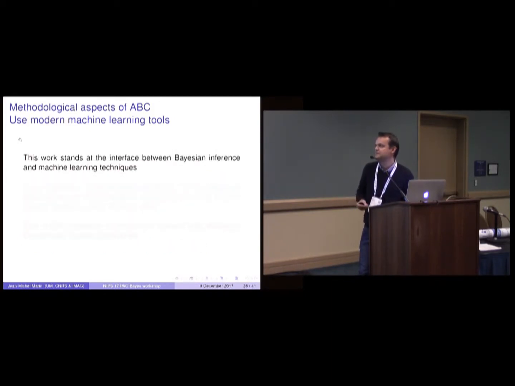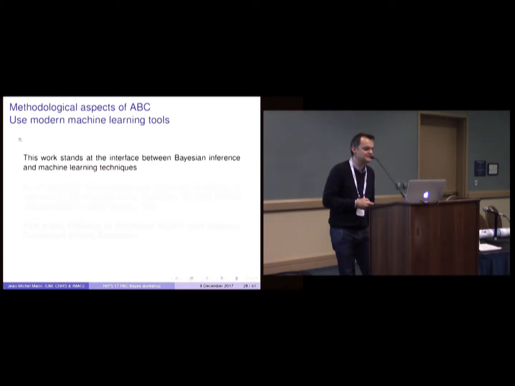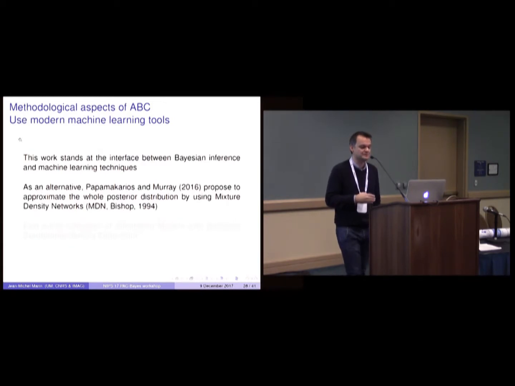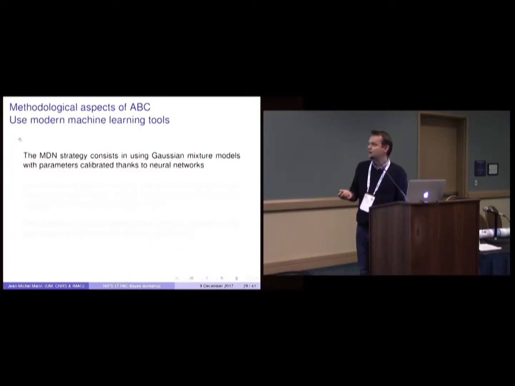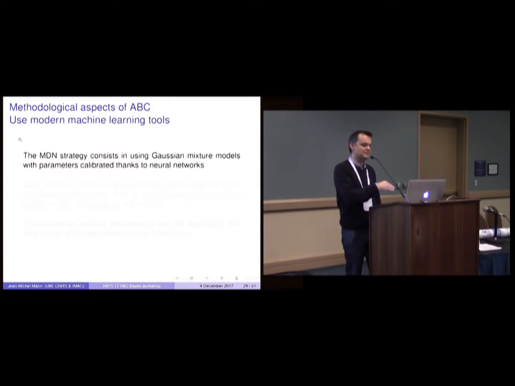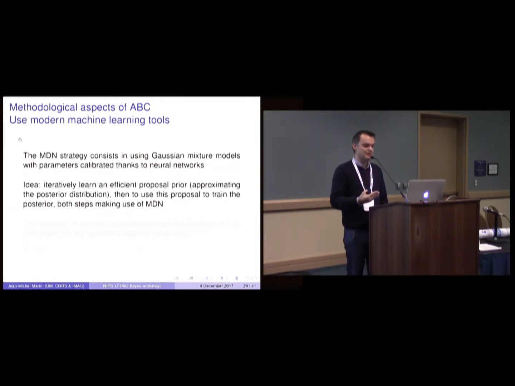This work is at the interface between Bayesian inference and machine learning techniques, and there is also an alternative. You have the alternative of Papamakarios and Murray, who propose using the mixture density network of Bishop in this paper in NIPS one year ago. And the mixture density network strategy consists in using a Gaussian mixture model with parameters calibrated thanks to neural networks. And the idea is to iteratively learn an efficient proposal prior, that's an interesting point, approximating the posterior distribution, and then use this proposal to train the posterior.